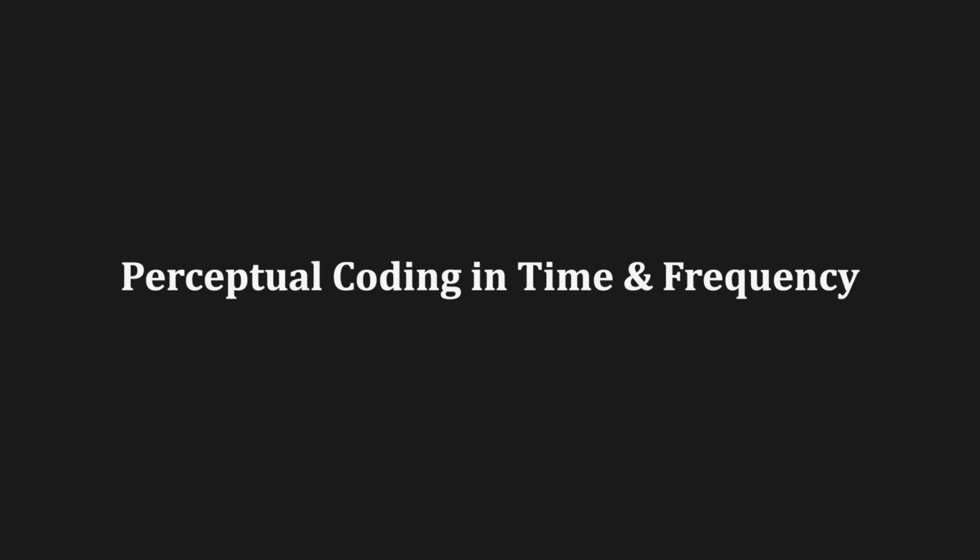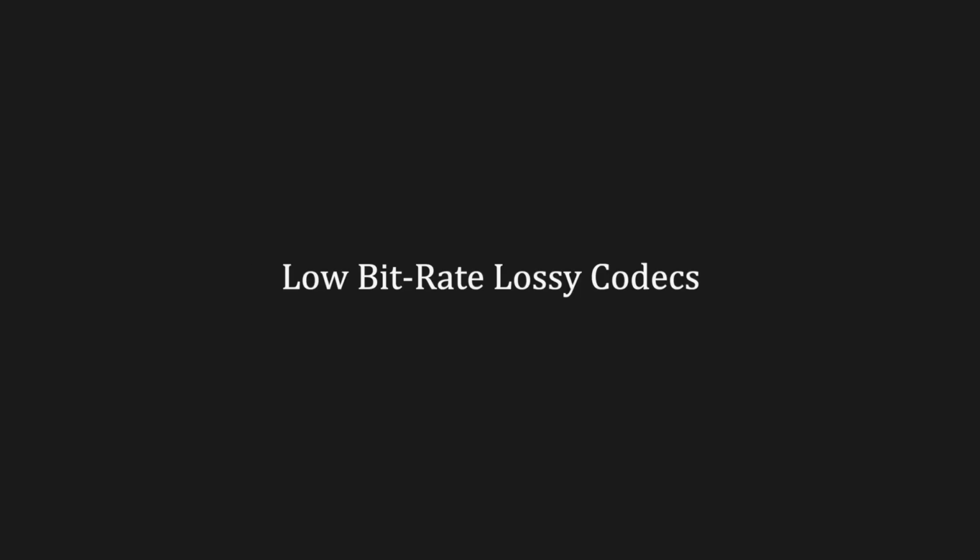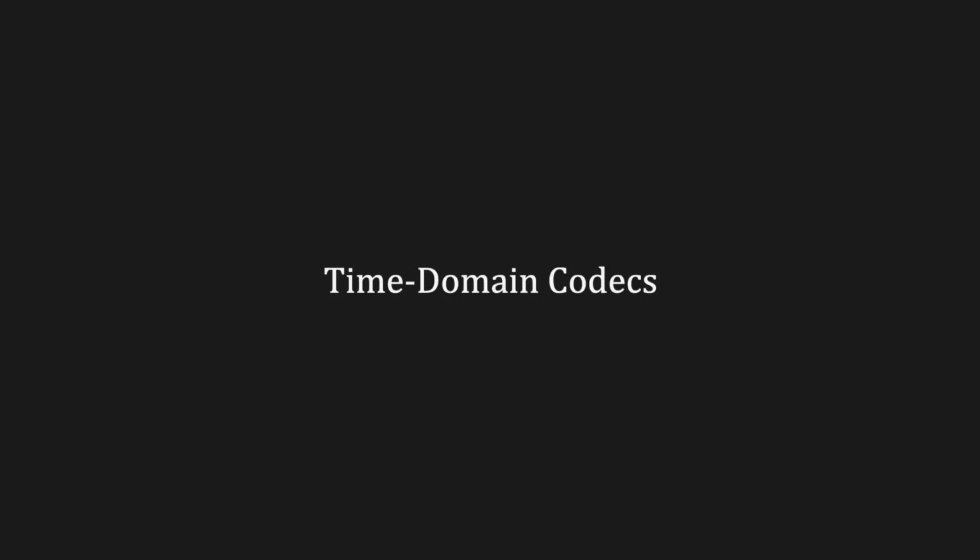Low bitrate lossy codecs, whether for music or speech, aim to reduce data size while keeping quantization errors as small and inaudible as possible. Time domain codecs, like delta modulation, compress data by predicting sample values based on previous ones. These methods work on the full audio bandwidth and spread quantization noise across the entire frequency range. While the audibility of this noise depends on the signal itself, it's often not hidden or masked by it.